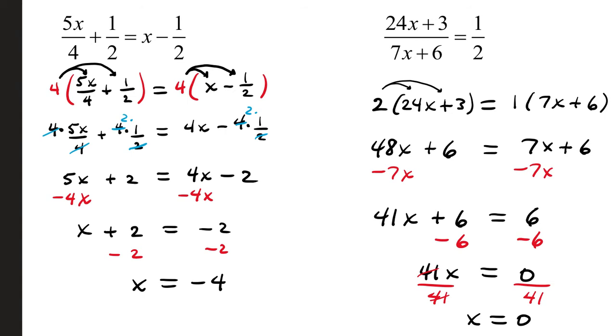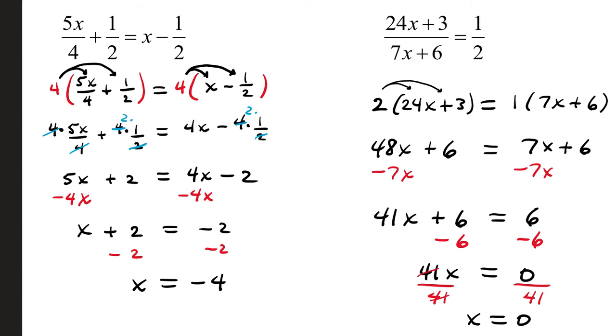Distributing the 4, we have 4 times 5x over 4 plus 4 times a half. On the right side of the equation, 4 times x minus 4 times half. Okay, going back on the first jump, the 4's cancel, leaving 5x. 4 times a half is 2.